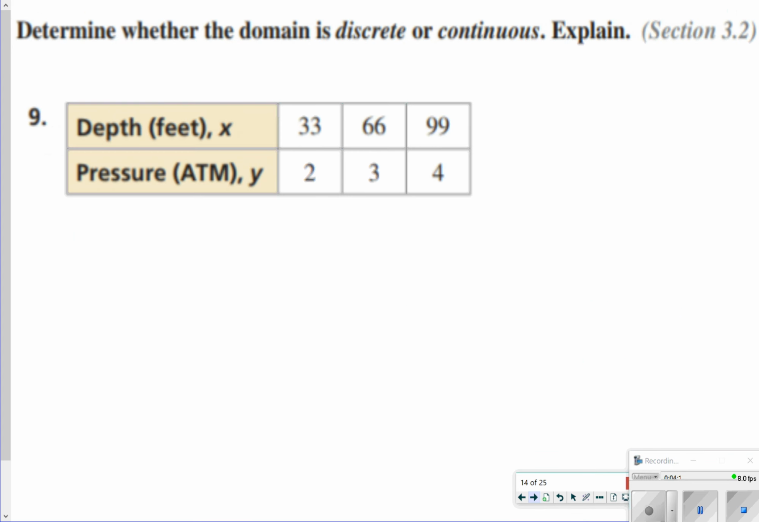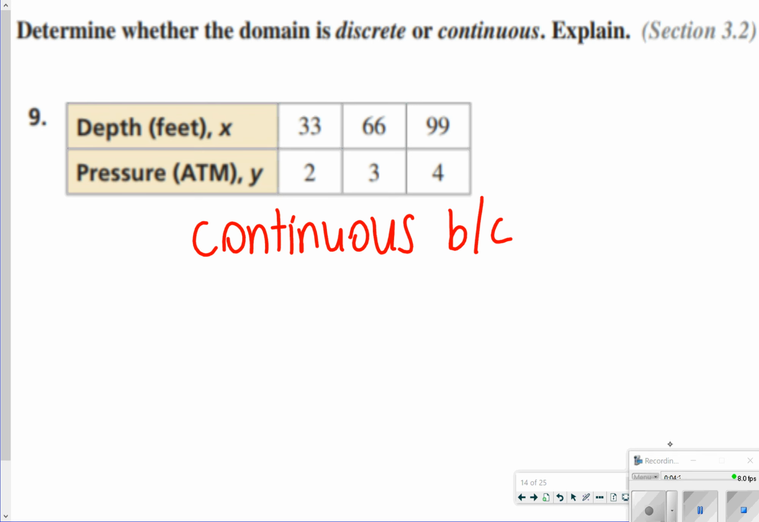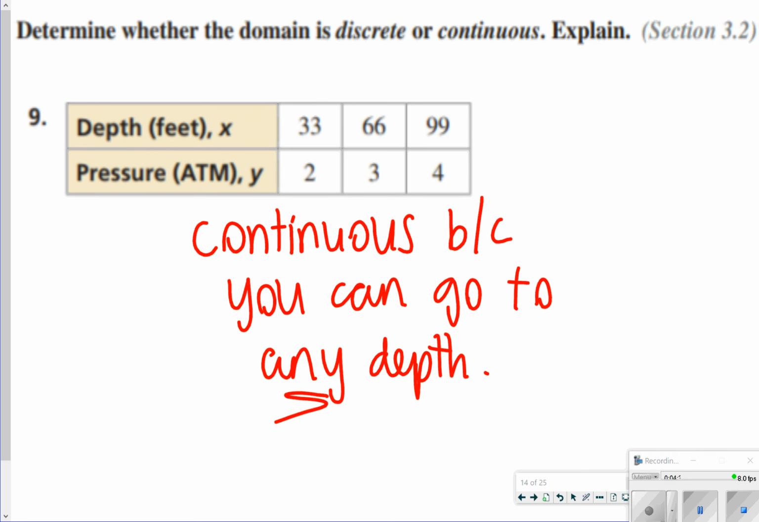For number 9, we're just going to look at discrete or continuous and then explain. For this one, you notice the depth is 33 feet and then the pressure is 2. The reason this one would be continuous is because you can go to any depth in this example. You don't have to just go to 33 feet. You can maybe go to 34.5 or 98.76, okay? So that would be continuous.